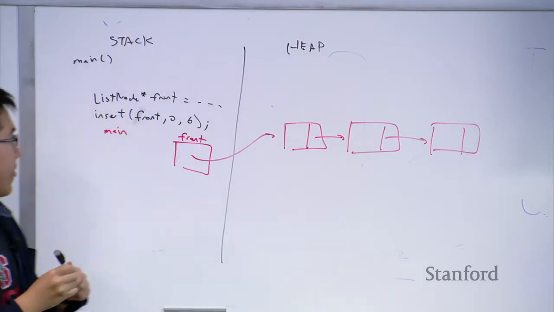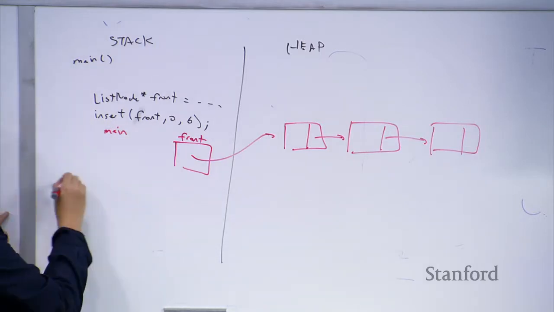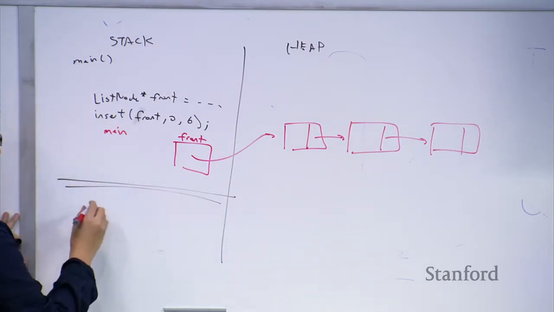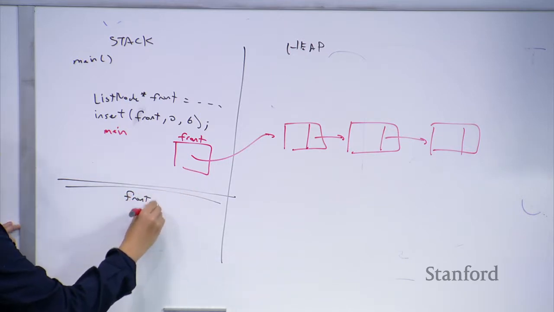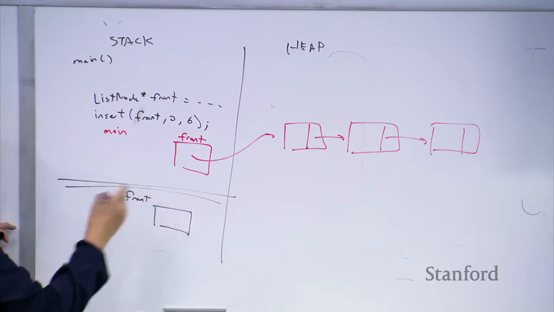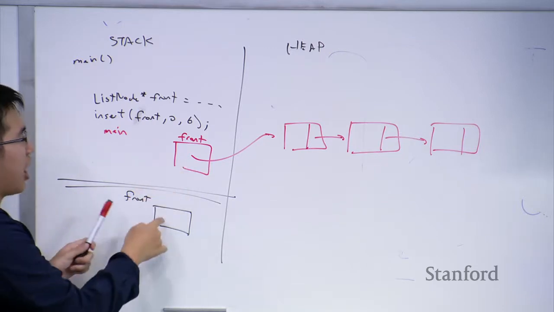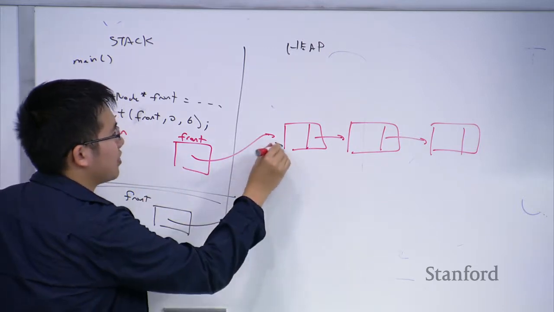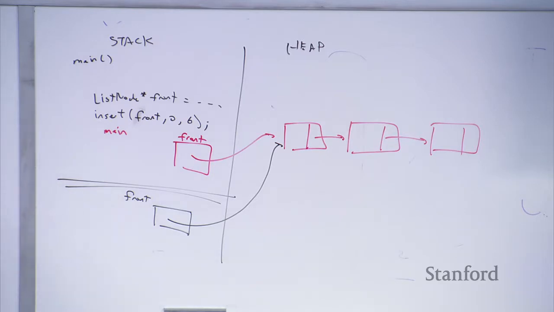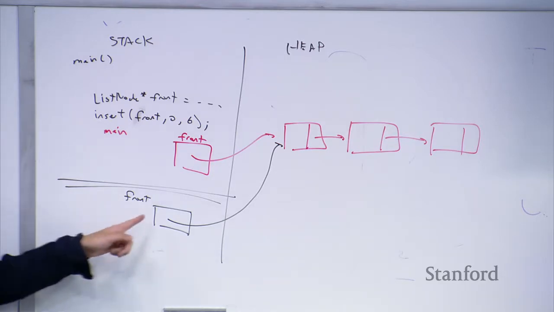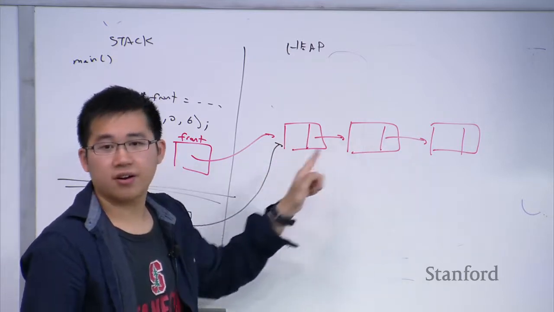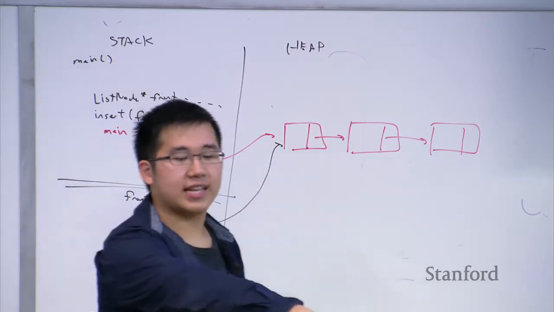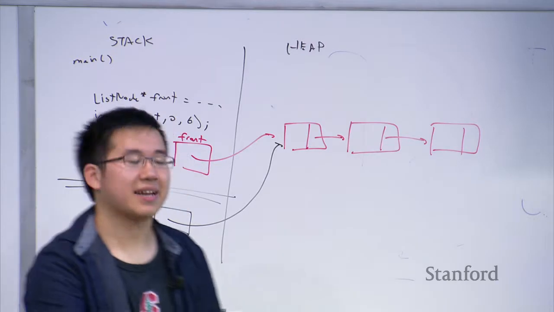Okay. When I pass it into the function, I create a new stack frame, and I get a front parameter. Because it's passed by value, I'm going to create a copy of it, which still points to the same thing on the heap. Now, I can go to front next or whatever and change the stuff here, right? Which is why all the other tests pass if I don't put the ampersand.